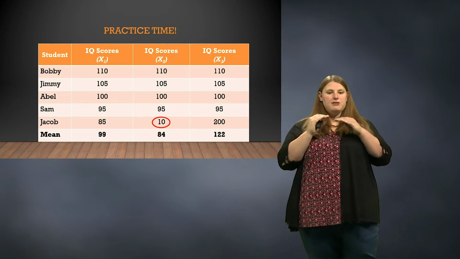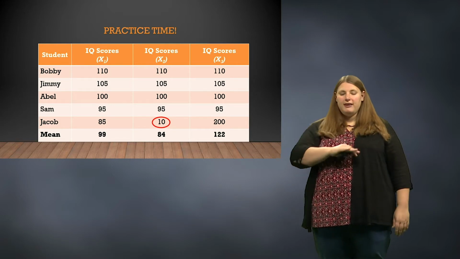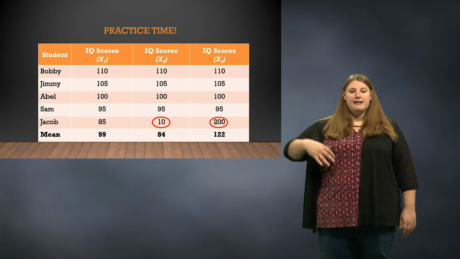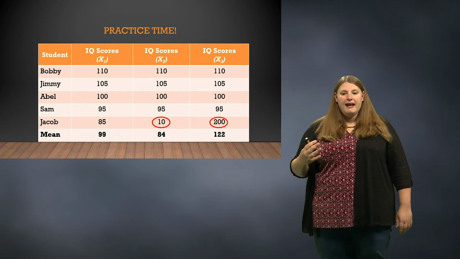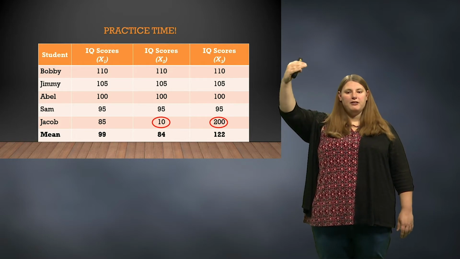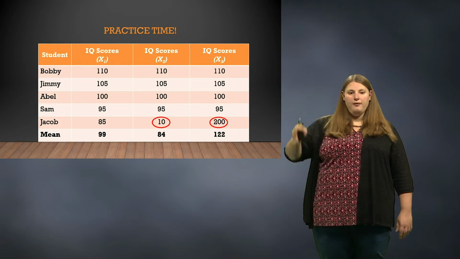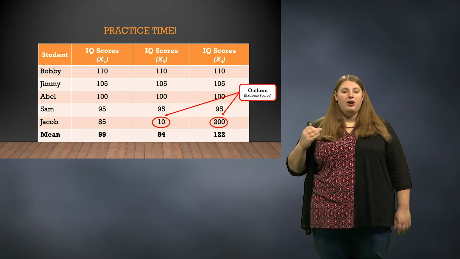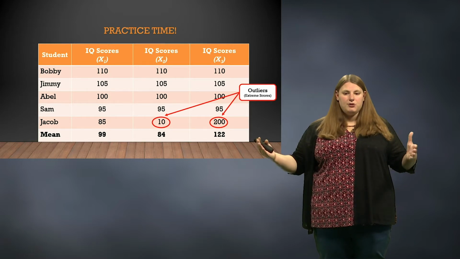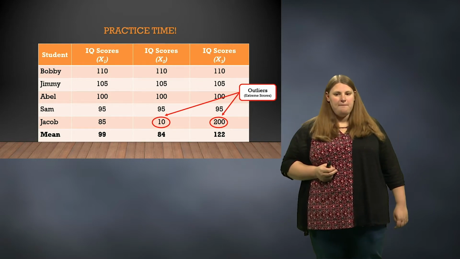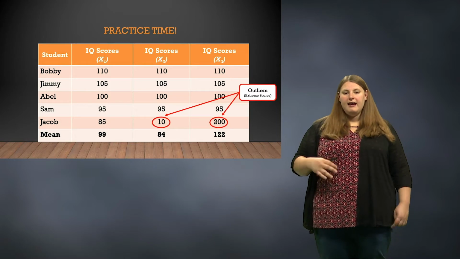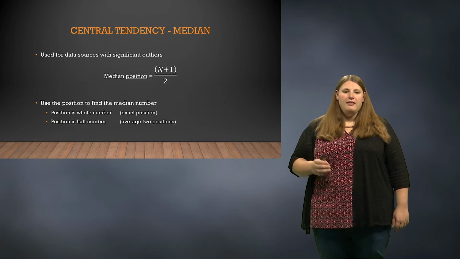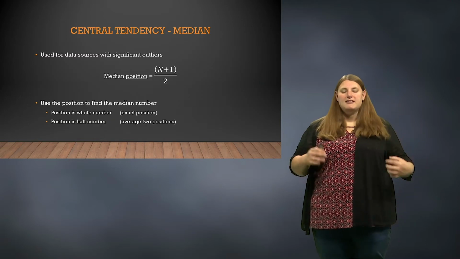Remember, the average is supposed to be in the middle, but 84 is lower than all of the scores except for Jacob's. In column 3, Jacob's score is increased up to 200. Again, this time his score pulls that average up to 122, which is now higher than all of the scores except for Jacob's. In both of these cases, Jacob's score is what we call an outlier. This is an extreme score that doesn't represent the rest of the data set. Because of the way the mean is calculated, outliers can have a significant effect on the calculations. This is why we often use the median values instead of the mean.